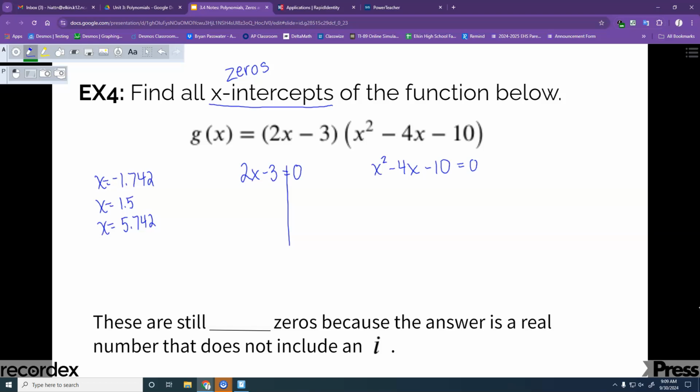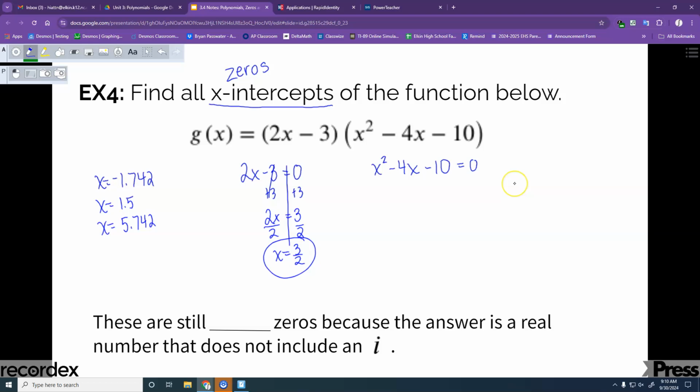So for that first one, Scarlett, what would we do to solve that first equation? Good. So I'd have 2x equals 3. And then what would I do after that, Scarlett? Perfect. And so I would get x equals 3/2. And which answer is that the same as? Over here. It's 1.5. 3 divided by 2 is 1.5. So that would be that answer.